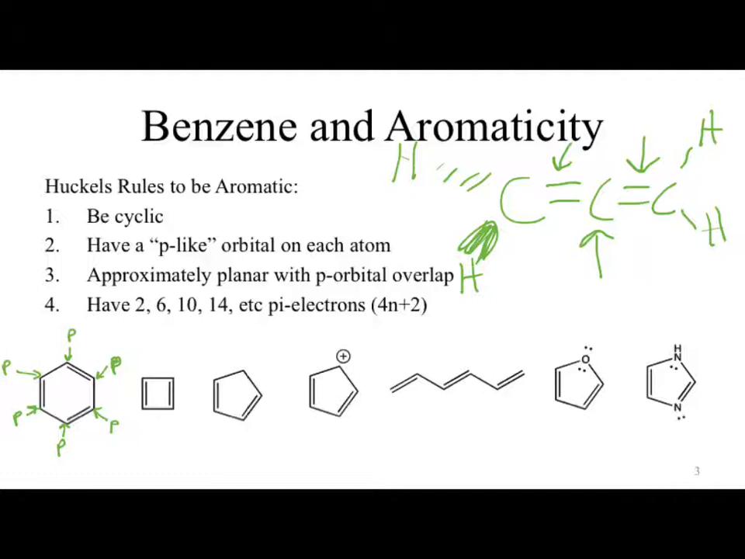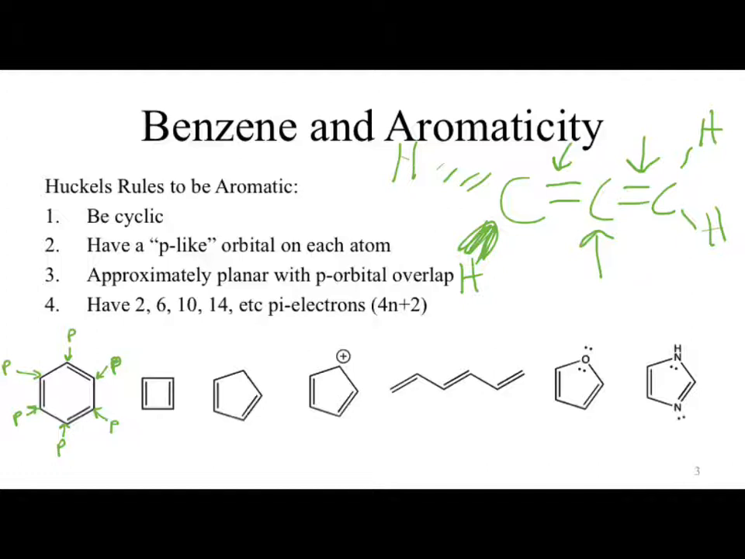And then our last rule is we have to have 2, 6, 10, 14, etc. pi electrons. Anybody really good with numbers and can see the pattern between 2, 6, 10, and 14? We end up with 4n plus 2 as our general rule, so we can expand out to a whole heck of a lot more electrons. And as long as the rest of our rules are satisfied, we can be aromatic. So all of these things contribute to it being an aromatic structure.